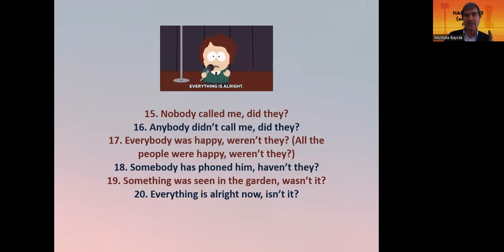Both 15 and 16 have the same meaning. Okay. 17, everybody was happy, weren't they? Or all the people were happy, weren't they? Again, the subject of the tag question is they. 18, somebody has, singular, okay? Somebody has found him, haven't they? But in the tag question, the subject is plural.